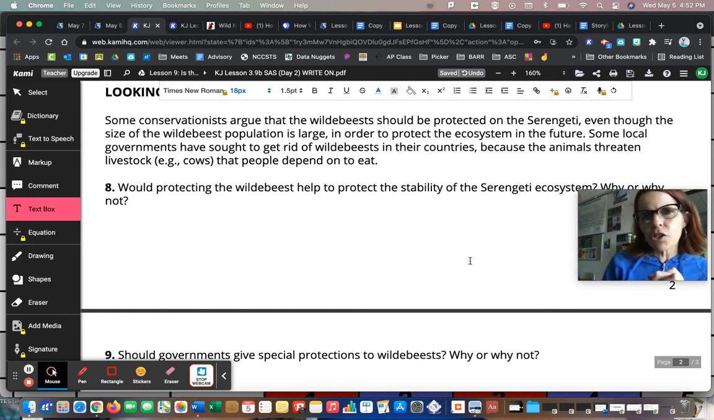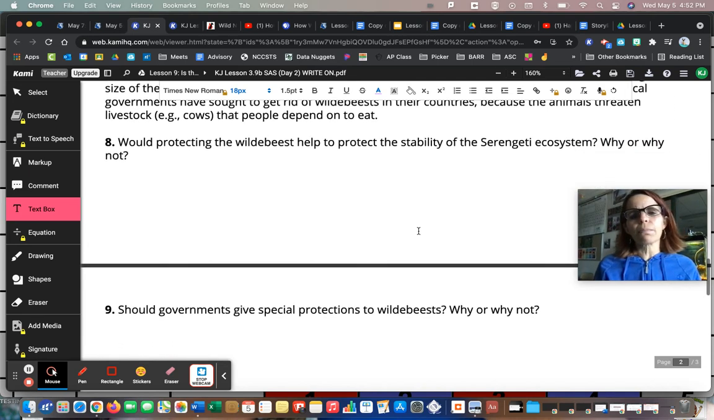Some conservationists, people who want to protect the environment, argue that the wildebeest should be protected on the Serengeti. They're obviously not an endangered species. Why would we protect them? Even though the size of the wildebeest population is large, in order to protect the ecosystem in the future, some local governments have sought to get rid of wildebeests in their countries because the animals threaten livestock, like cows, that people depend on to eat. So would protecting the wildebeest help to protect the stability of the Serengeti ecosystem?